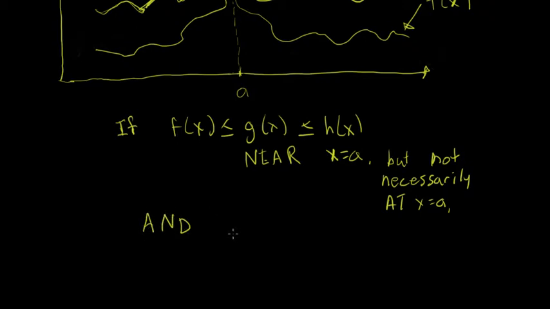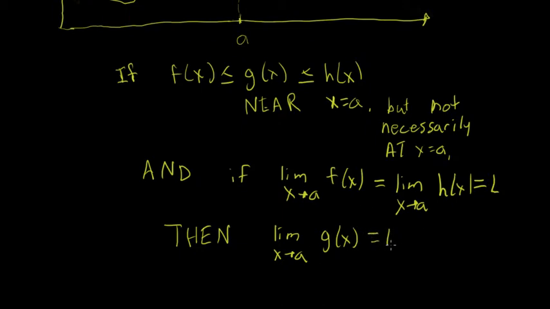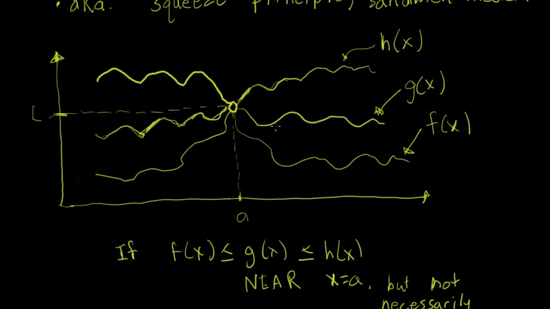and if the limit as x tends to a of f of x equals the limit as x tends to a of h of x, then the limit as x tends to a of g of x, if both of these equal L, then the limit as x tends to a of g of x also equals L. The statement written here is for two-sided limits, but hopefully you can see from the graph here that intuitively you can expect the same thing for one-sided limits.